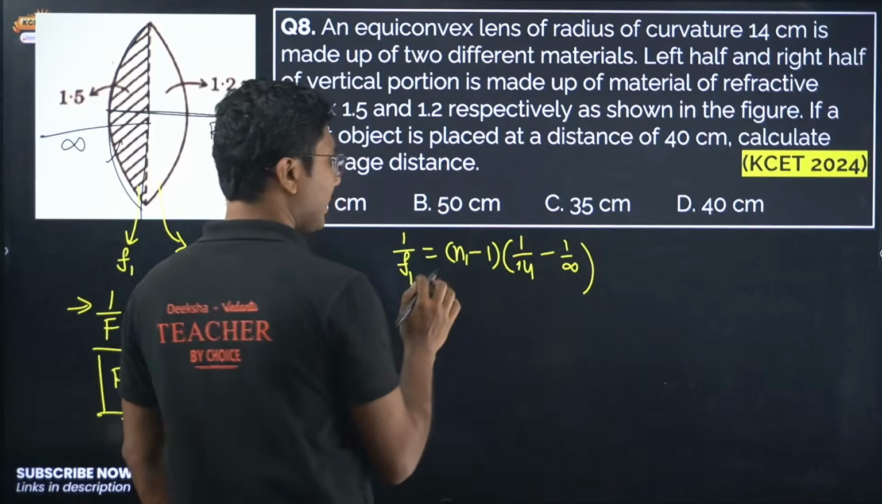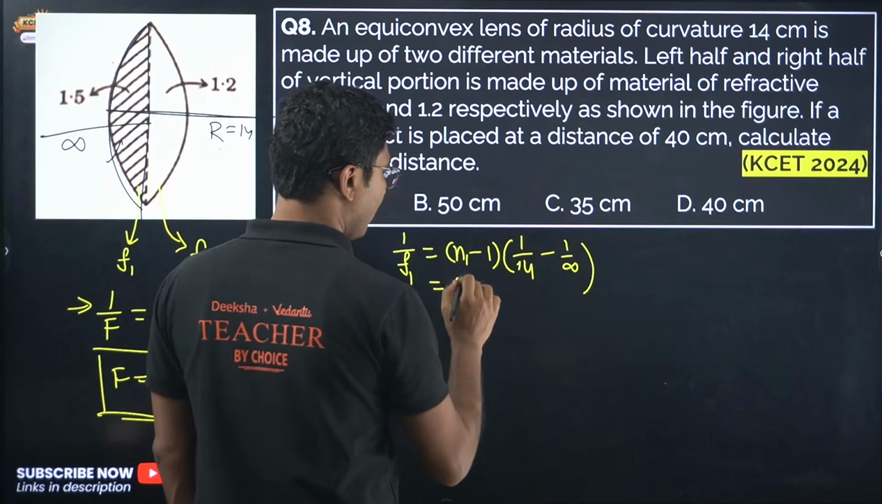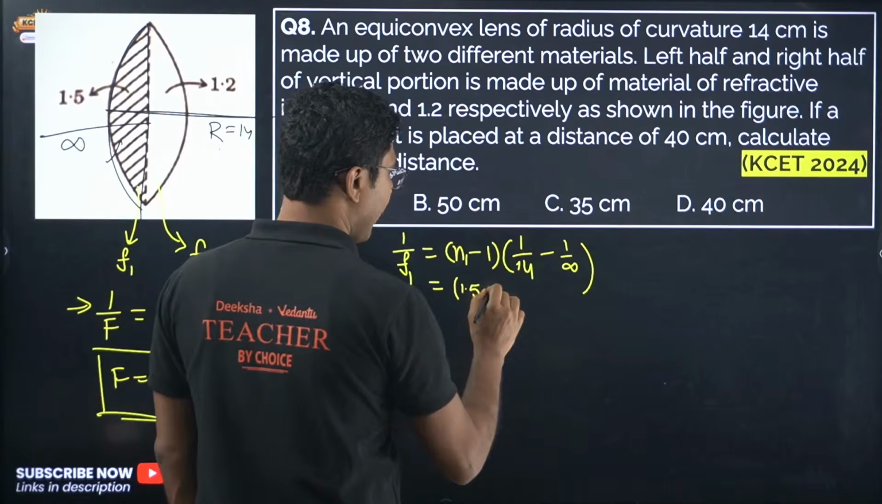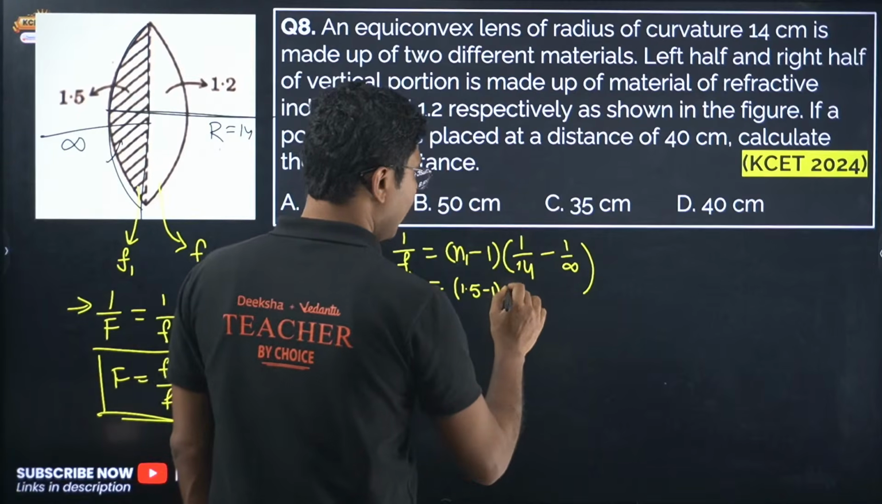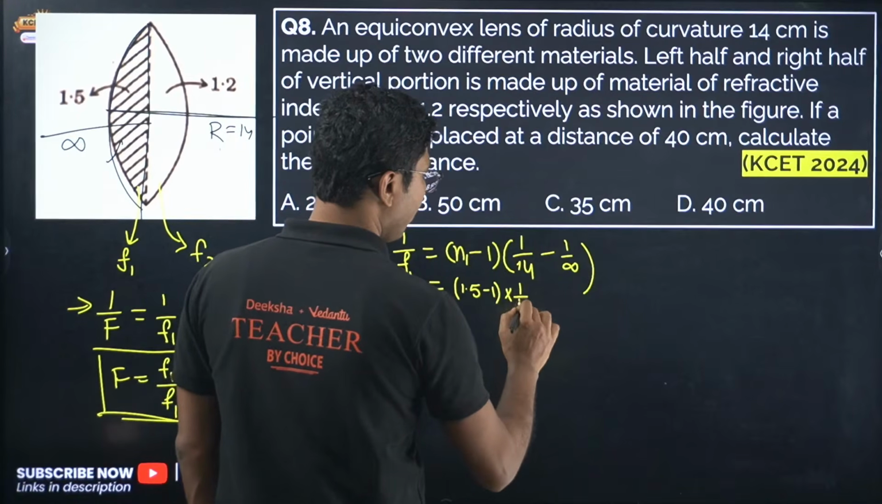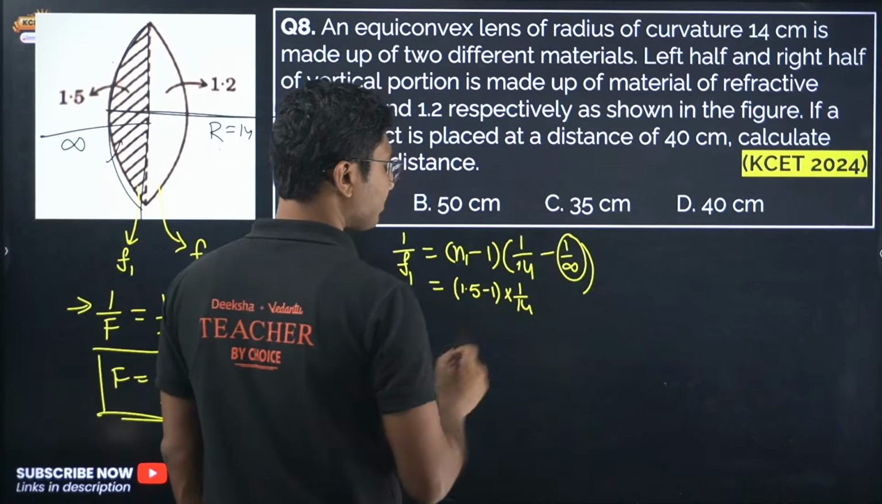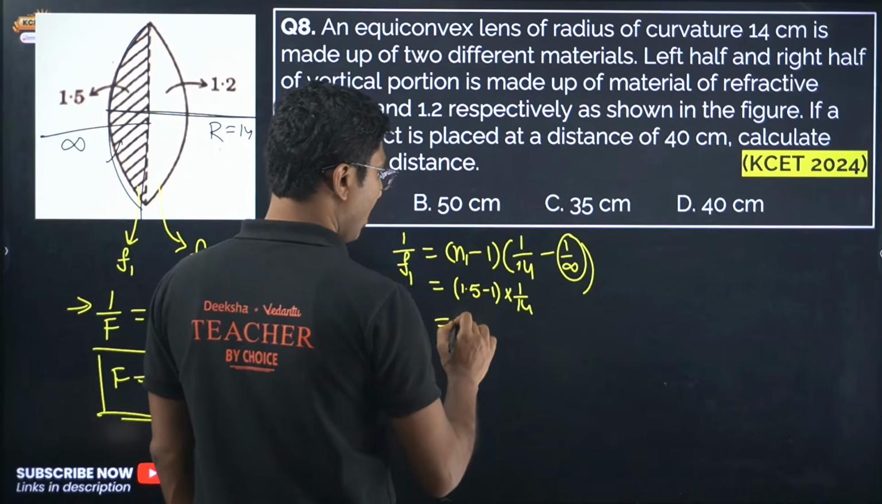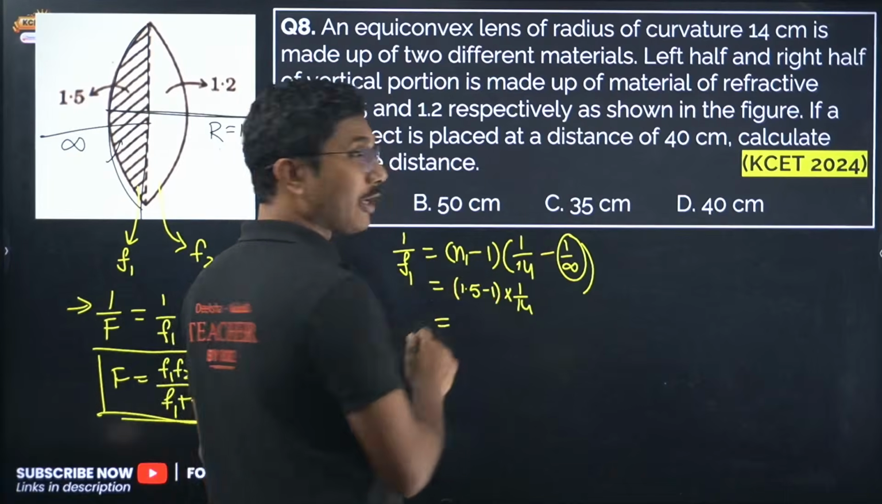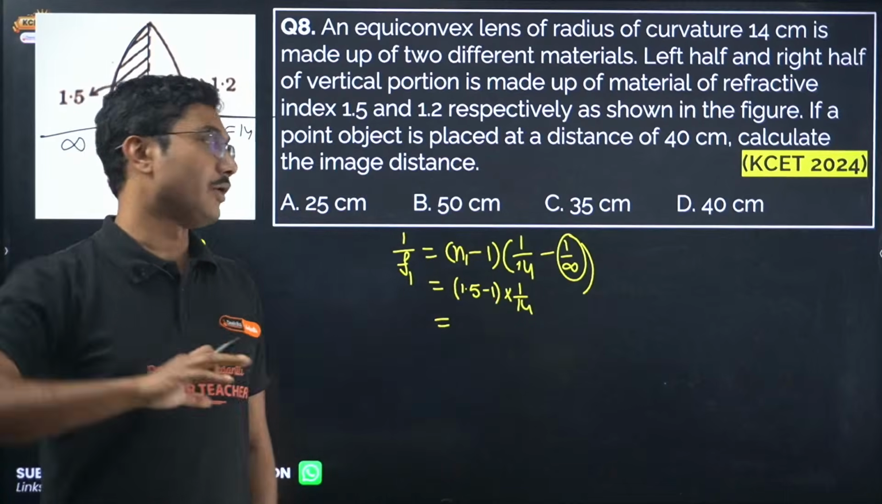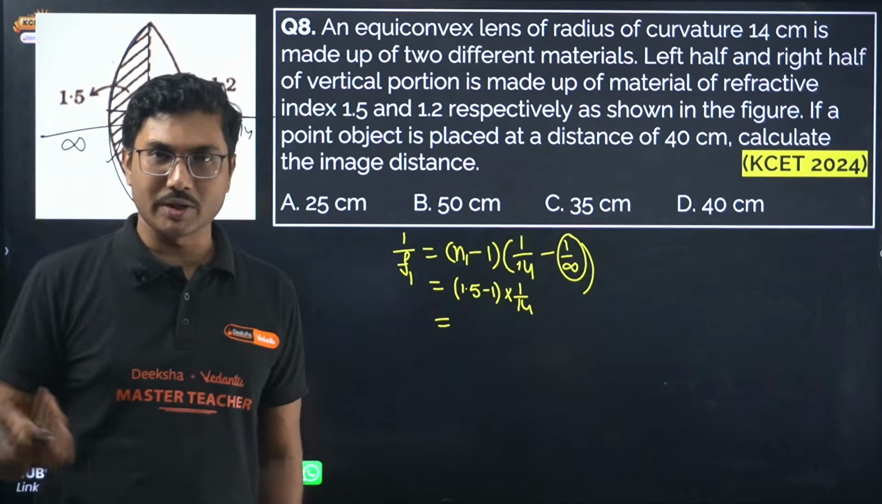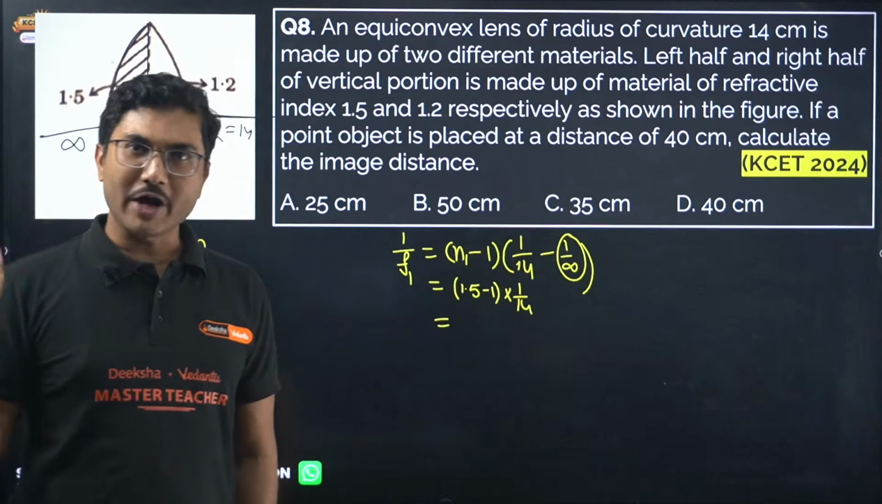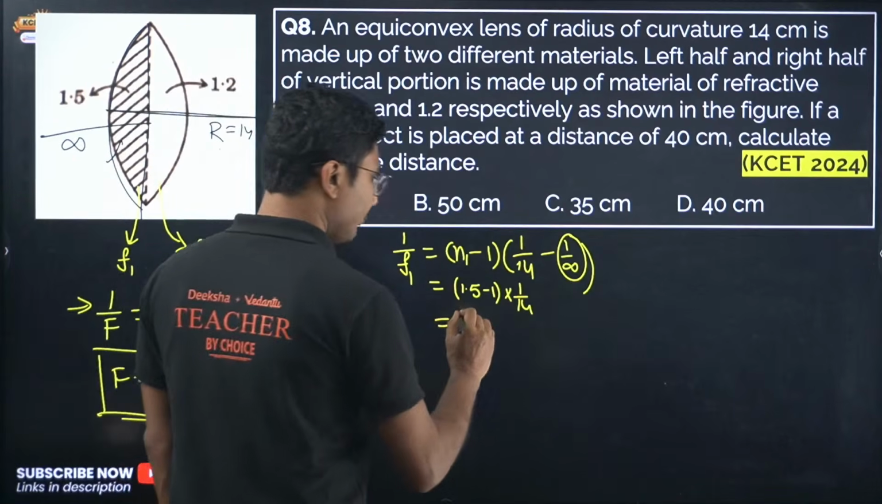There is no shortcut in this problem. So (1.5 - 1) into 1/14, and 1/infinity is 0. So 1.5 minus 1. Now how can you do it the faster way? 1.5 minus 1 is 0.5, and 0.5 is half. So this is a shortcut.